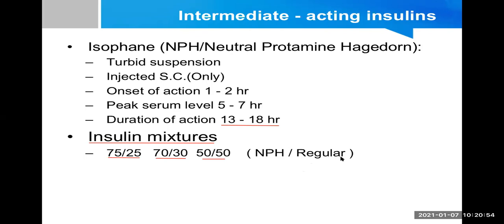For example, throughout the night, if the blood sugar needs to be controlled, then it is done by intermediate-acting insulin. But immediately after dinner, within 2 hours, if we think of that control, then regular insulin will come into the picture. That is the way.